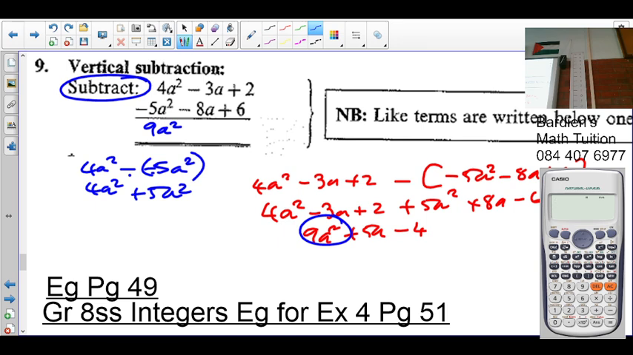We don't have to write this down. What's negative 3a minus 8a? It's going to be negative 3a plus 8a, which is positive 5a. And what is 2 minus positive 6? Will become 2 minus 6, which is negative 4. People, you guys understand?